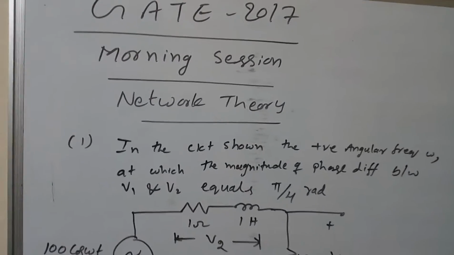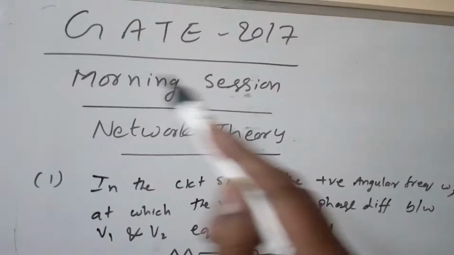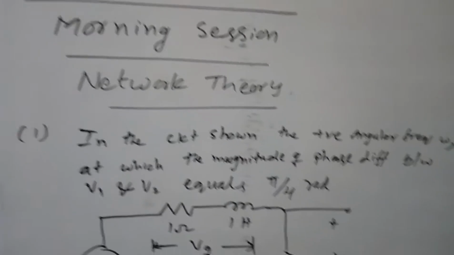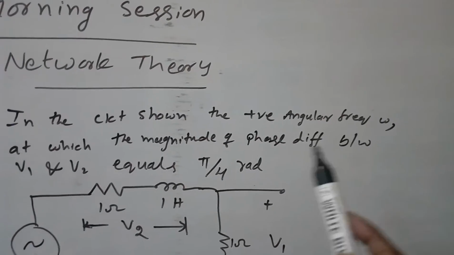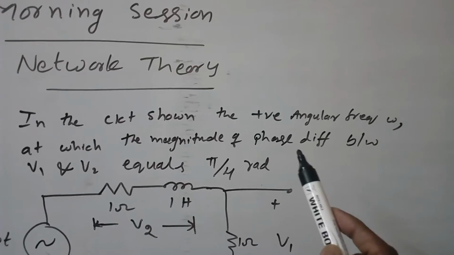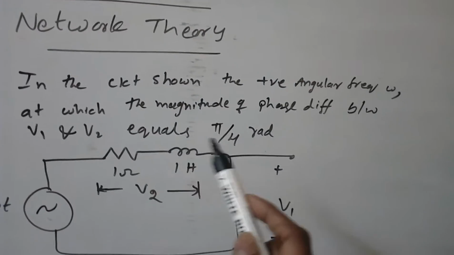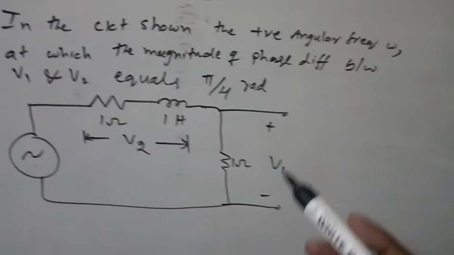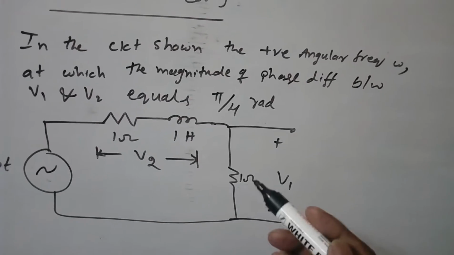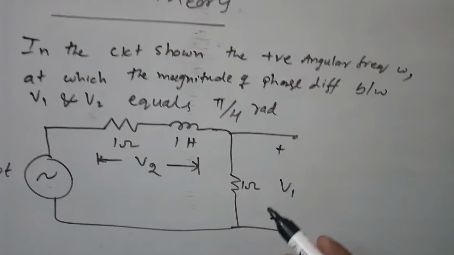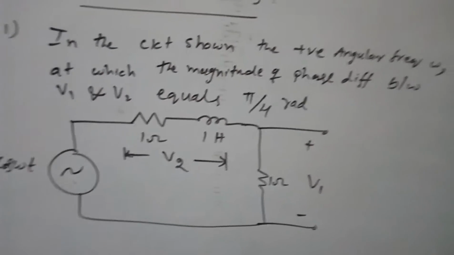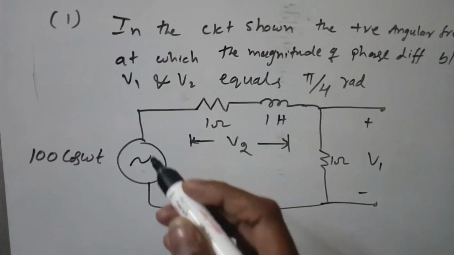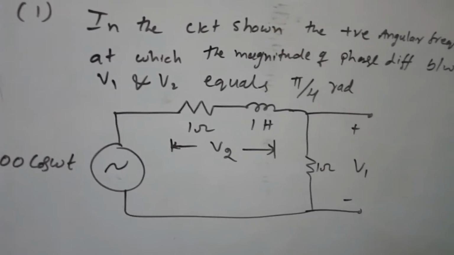Now in this lecture I'm going to solve one problem on network theory which came in GATE 2017 in the morning session. So the question is like this: in the circuit shown, find the positive angular frequency omega at which the magnitude of the phase difference between V1 and V2 equals pi by 4 radian. That means we have to find V1 and V2 and define the phase difference between these two signals. To solve this type of problem, we have to go for phasor analysis.